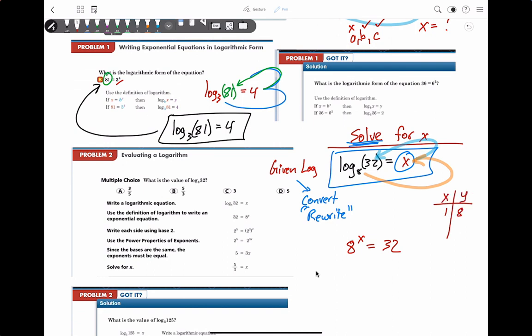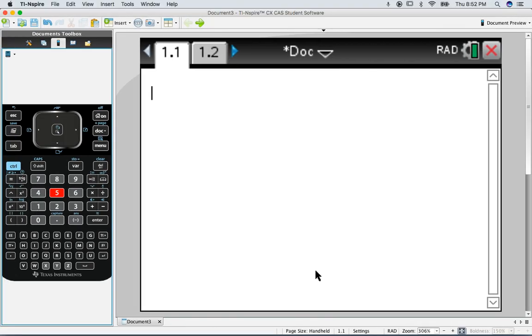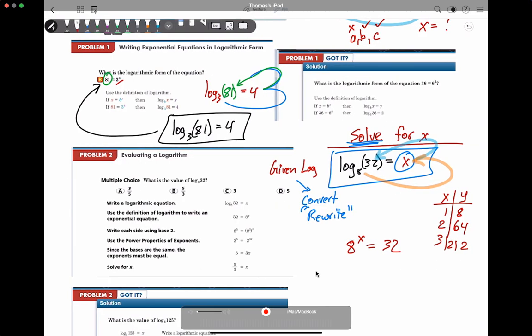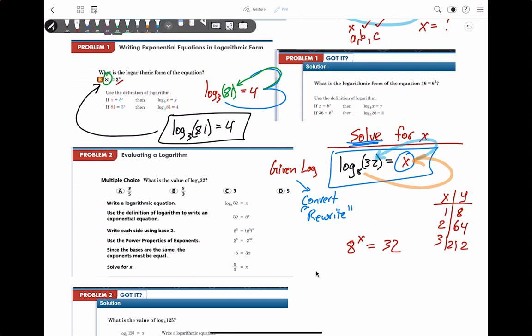But if x was 2, then it'd be 64. If x was 3, it would just keep going because you're multiplying by 8, which would be what? 64 times 8. Let me make sure on that. So 8 to the power of 3 is 512. Okay?